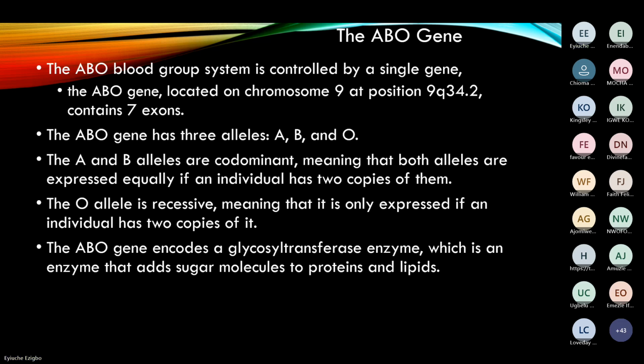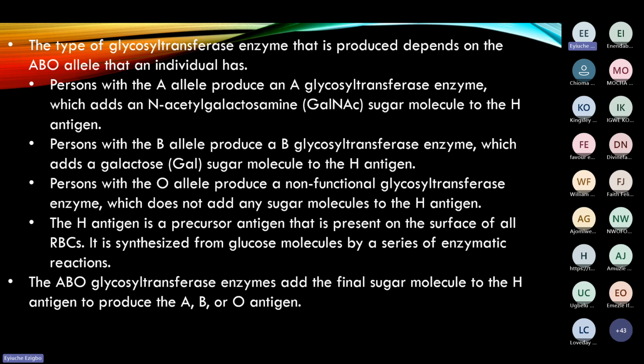So the type of glycosyltransferase enzyme that is produced by the ABO blood group system depends on the ABO allele that an individual has. Okay, watch it. A person with the A allele produces an A-glycosyltransferase enzyme, which adds an N-acetylgalactosamine sugar molecule to the H antigen.